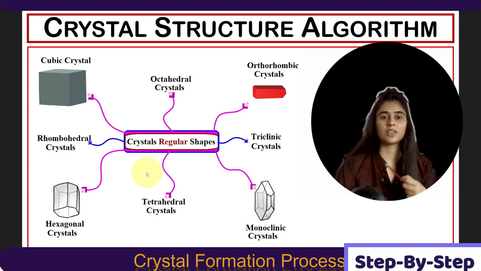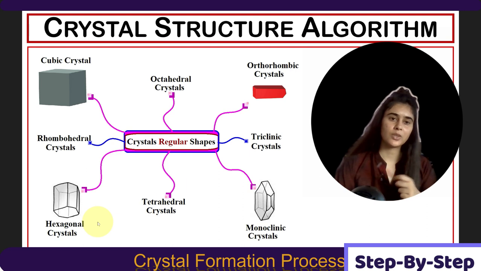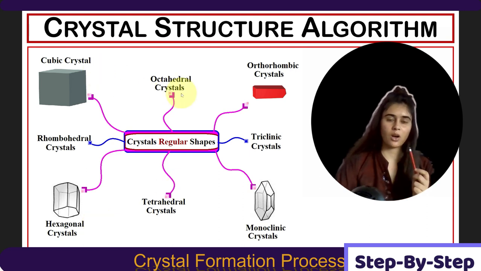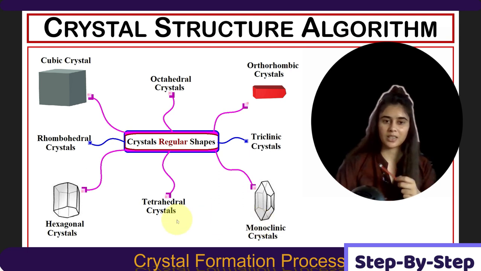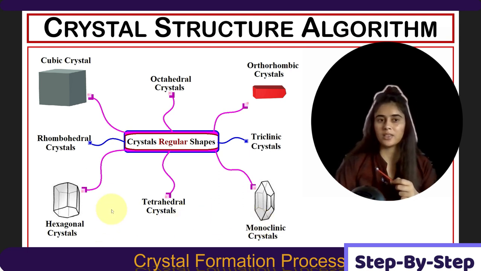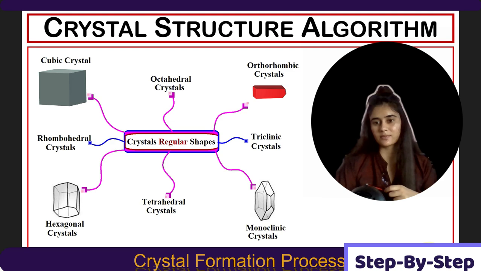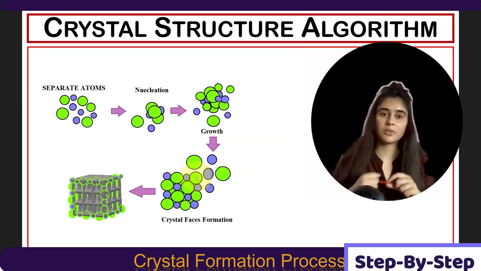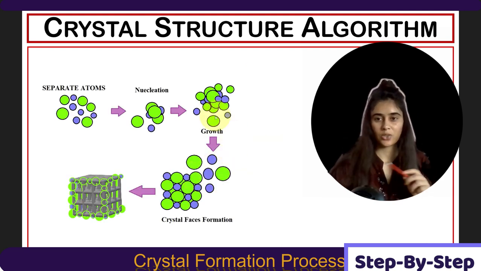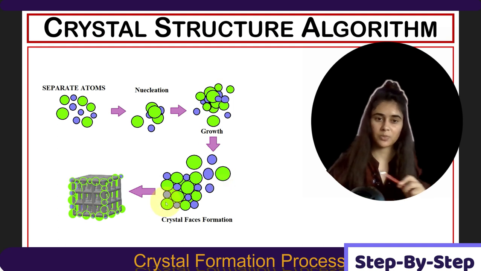Next, you can see here we have different crystals, regular shapes that are considered in this algorithm. For example, cubic crystal, octahedral, triclinic, monoclinic, tetrahedral, hexagonal and others. So crystals can be formed in different shapes. So here you can see the crystal formation process.